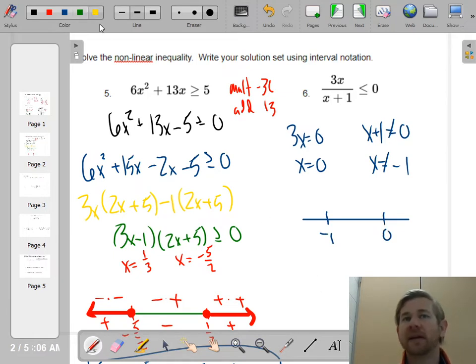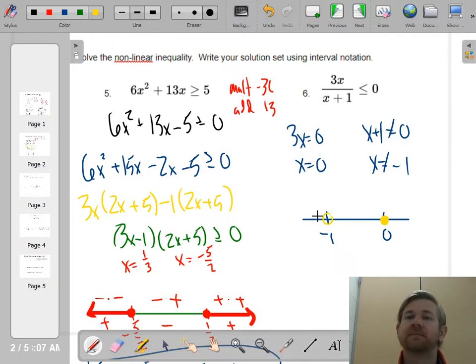And since you plug in, let's start with 0. When you plug in 0, you get 0 divided by 1, which is 0. And 0 is less than or equal to 0. So for 0, we're going to put a closed circle. But negative 1. If you plug in negative 1, you divide by 0, and that does not work, so that is an open circle. You've got to be very careful there.